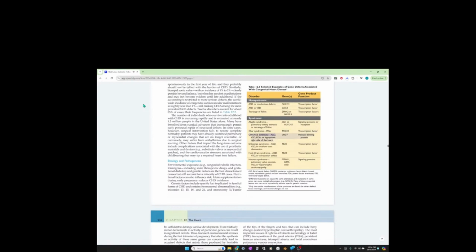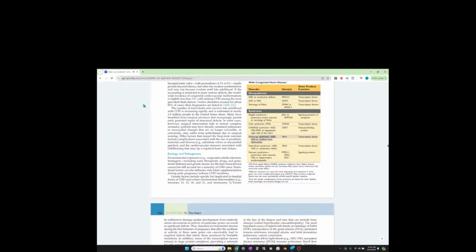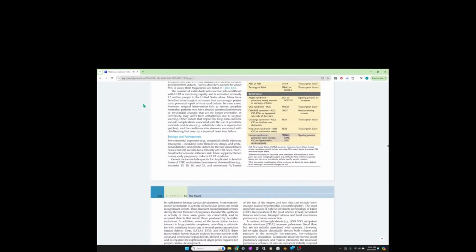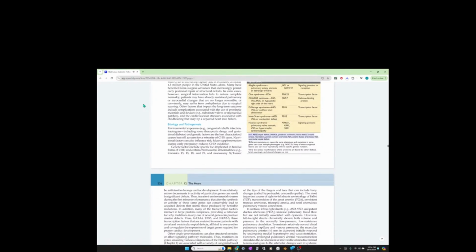CHARGE syndrome, CHD7 helicase binding protein, VSD, PDA, or hypoplastic right side of the heart. DiGeorge syndrome, TBX1 transcription factor, VSD, or outflow tract obstruction. Holt-Oram syndrome, TBX5 transcription factor, VSD, or conduction defect. Noonan syndrome, PTPN11, HRAS signaling proteins, pulmonary valve stenosis, VSD, or hypertrophic cardiomyopathy. ASD, atrial septal defect; CHARGE, coloboma, heart defect, choanal atresia, retardation, genital and ear anomalies; PDA, patent ductus arteriosus; VSD, ventricular septal defect.